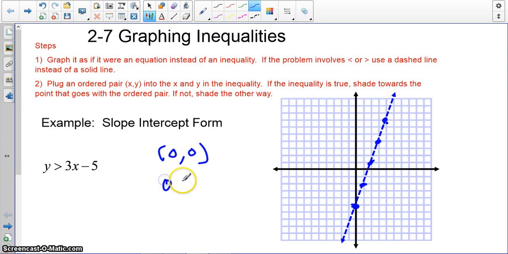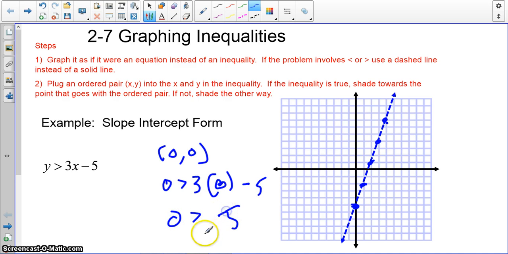So you go, all right, 0 greater than 3 times 0 minus 5. Is that true or not? 0 greater than negative 5. Yeah, true.